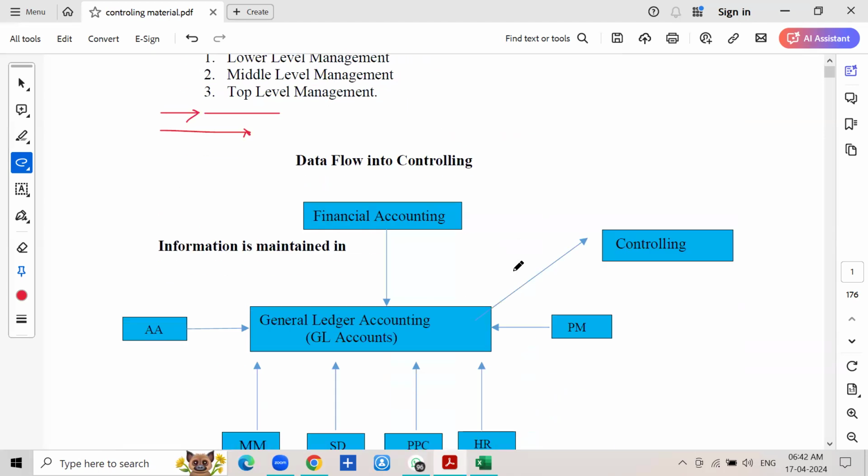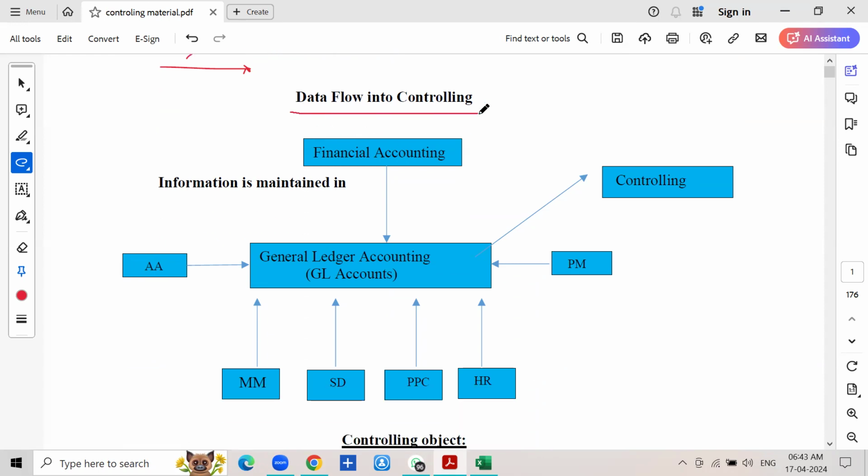Now, where is the data of expenses and revenues available? It is available in the financial accounting, general ledger accounting, right? So you cannot analyze these expenses and revenues as such and as they are in financial accounting. They are to be brought into controlling. So how are these expenses and revenues brought into controlling, right? That is called data flow.